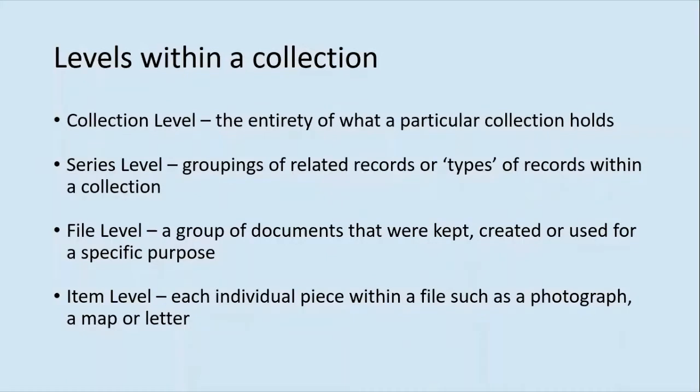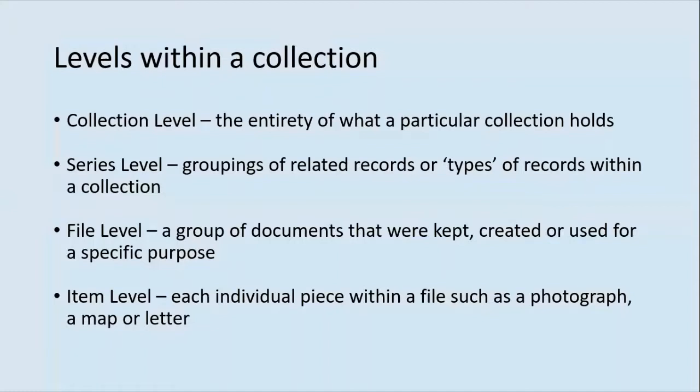Archive collections are not catalogued in lists, but rather in levels of description, starting with the collection level. The collection level describes the whole of a particular collection, including what it is, who created or used it, what dates it covers, how big it is, and so on. Next, you have series level. Series level describes groupings of related records or types of records within a collection. For example, you could have a series comprising local history research and a series comprising photographs of parish buildings.